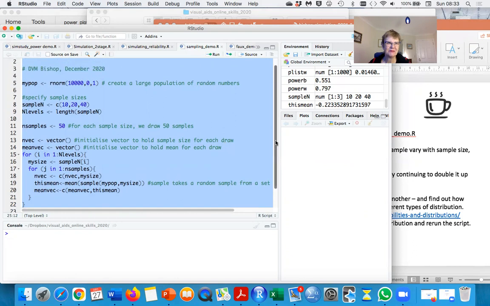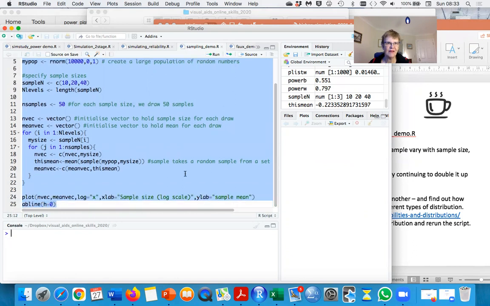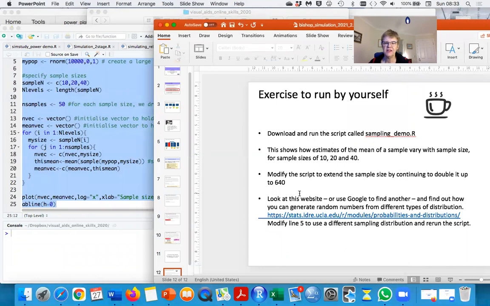Then what I've asked you to do is to play around with different sample sizes. In addition, you might want to try different sorts of random numbers from different distributions, not just the normal distribution. There's lots of information about this on the web if you just type R random distributions, random numbers, but you can modify this line, and you could put in a different sampling distribution and again see what the data look like.